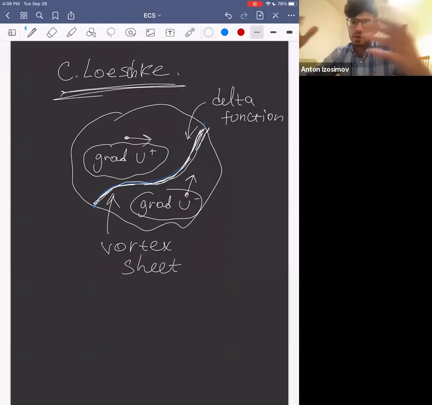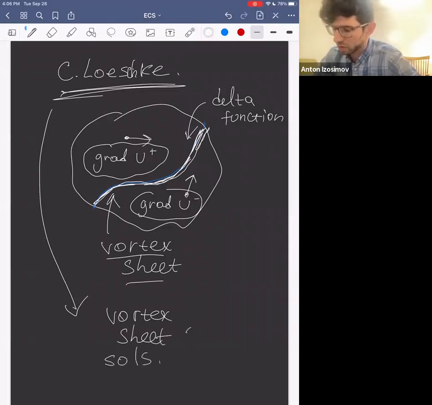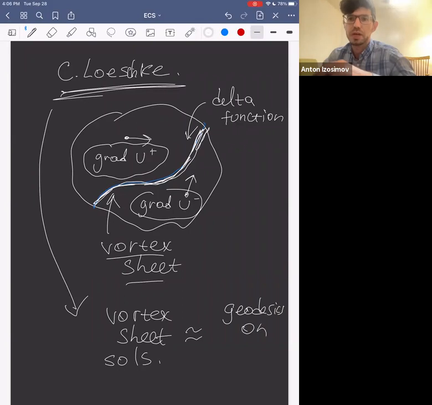And well, this hypersurface evolves with the flow, and one can consider the space of all possible hypersurfaces. Perhaps you'd want to consider all hypersurfaces of a given diffeomorphism class, but that doesn't really matter. So we can look at this space of all possible vortex sheets, and then Loschke proves that vortex sheet solutions of this type with zero vorticity outside can actually be described as geodesics on that very space of vortex sheets, on the space of hypersurfaces. So here, instead of diffeomorphisms, we consider the space of hypersurfaces.